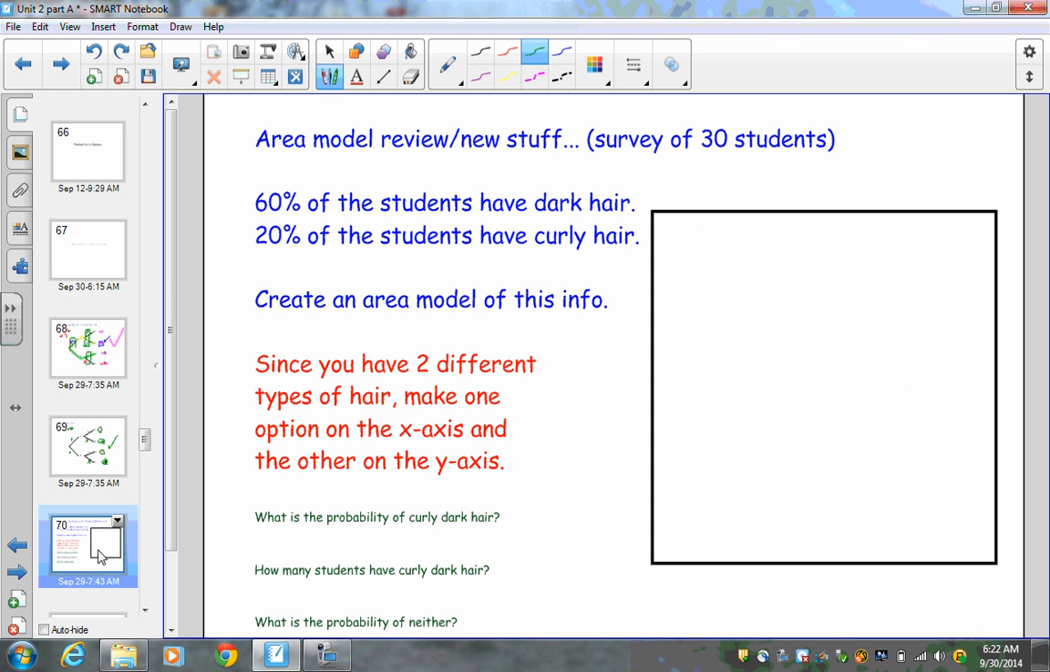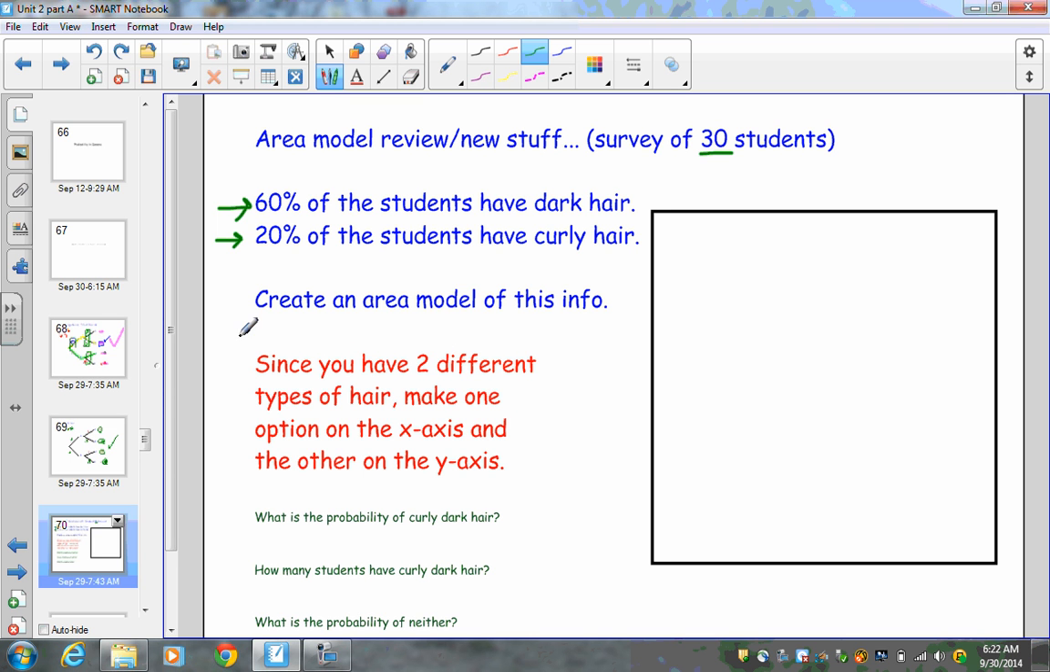Okay. Now, we've talked about area models when they were already created for you. All right, so now we're actually going to create the area model itself with a different situation. It says here that 60% of the students have dark hair, 20% of the students have curly hair. All right, and there were 30 students that were surveyed. Now, we're not going to worry about the 30 students. We're going to leave that off to the side here just for a moment.